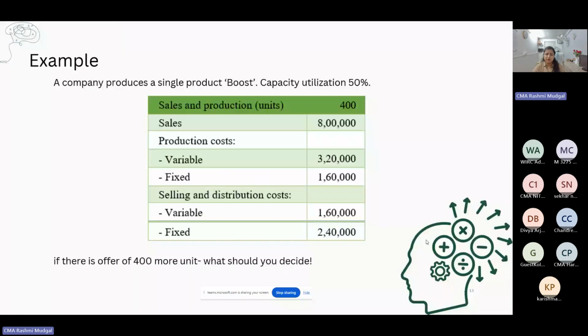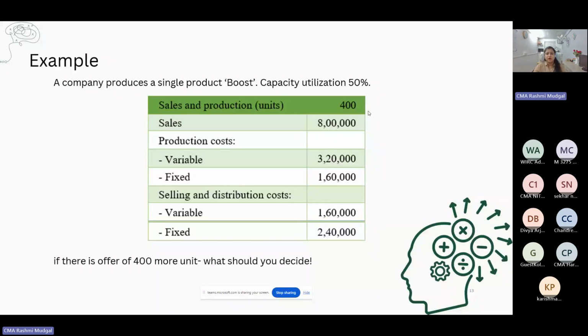Let's take an example today. A company produces a single product, Boost. Capacity utilization is 50%, so sales and production is 400 units. If I increase it by a significant number, I can increase it up to 800 units at full capacity with the same fixed cost.